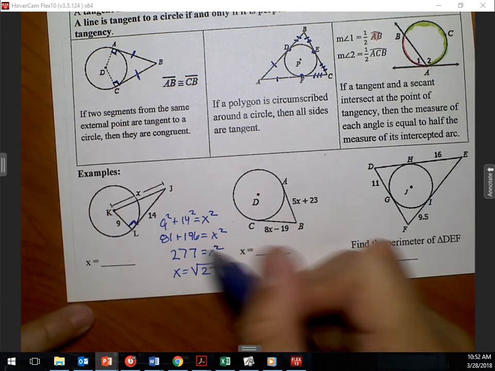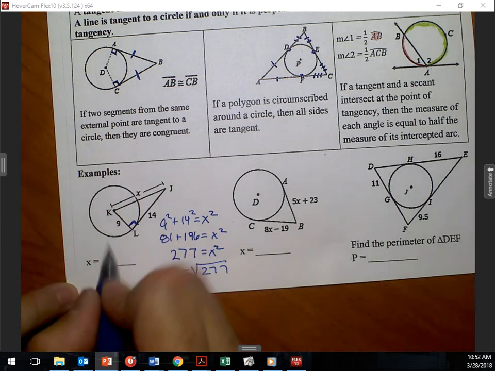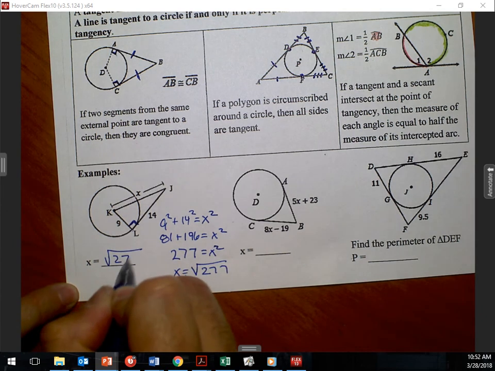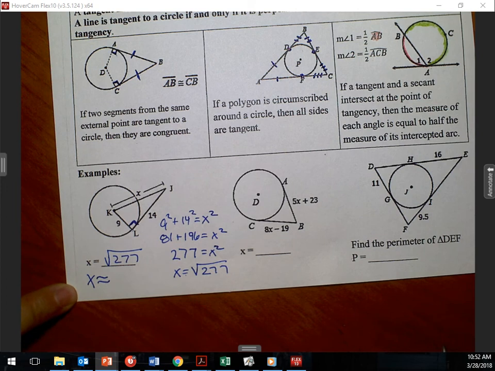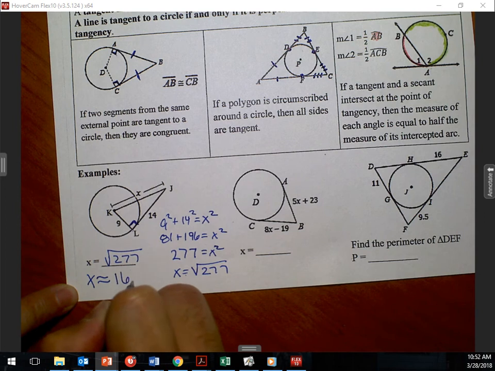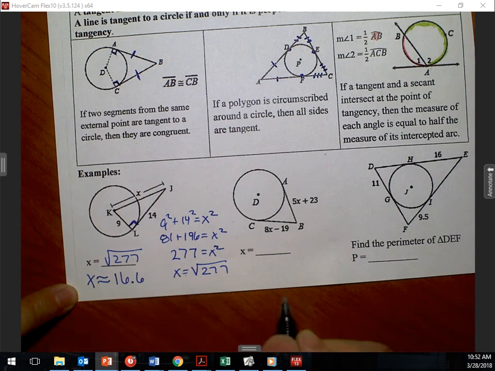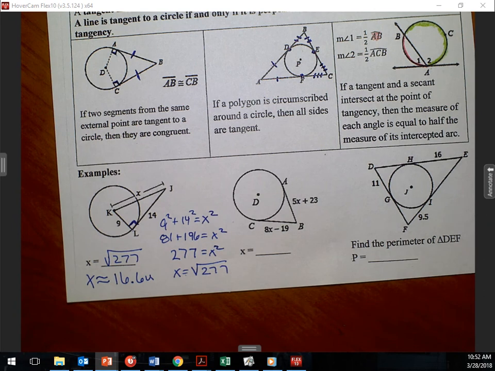And if it's asking for an exact answer, it would be this, the square root of 277. Or x is approximately, remember putting it in a calculator, around 16.64. So let's say 16.6. And that's going to be whatever my units are, right? Yes? Okay. So now let's take a look at the next question.